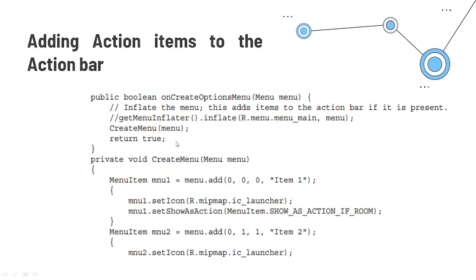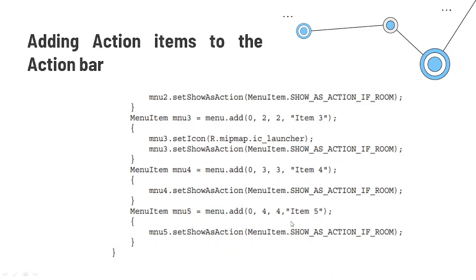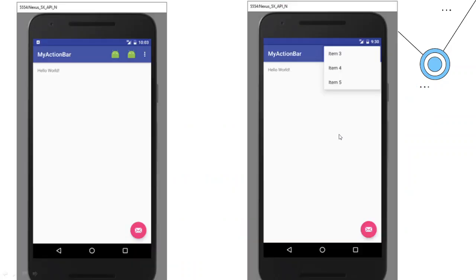So this is the coding part for adding the action items to the action bar. Here in our case we are adding an option, that is a menu, to the action bar. So that is why we are giving the code onCreateOptionsMenu, and what are all the options that should be added in the action bar is given here. So item 1, item 2 is added here, item 3, item 4, item 5 is added.